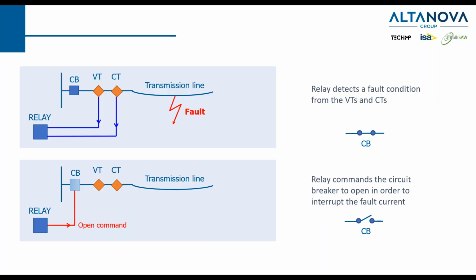The device that in a substation sends the command to open to the circuit breaker is called the protection relay. It takes from the voltage and current transformers the measurement of current and voltage, and is able to recognize if something is going wrong. If something is going wrong, that means there is a fault in the line. It issues an open command, and then the circuit breaker opens the main contacts. Then the fault current is interrupted.